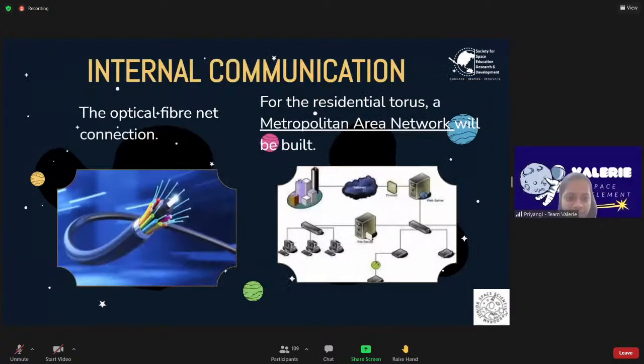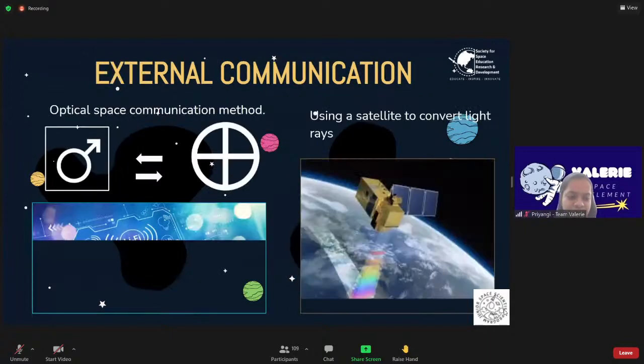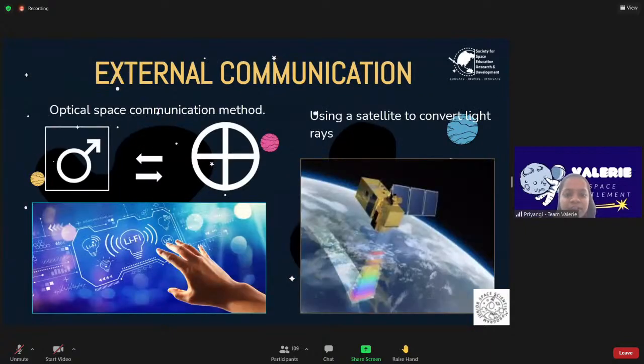For internal communication, that is communication within the settlement, we have decided to go ahead with the optical fiber net connection. And in the residential torus, there is going to be a metropolitan area network built. For external communication, that is communication with the Earth and the other research bases, the optical space communication method will be used, which uses laser rays as a mode of transmission of signals.